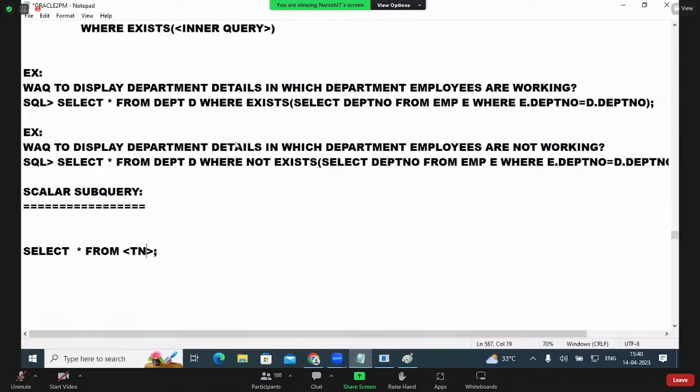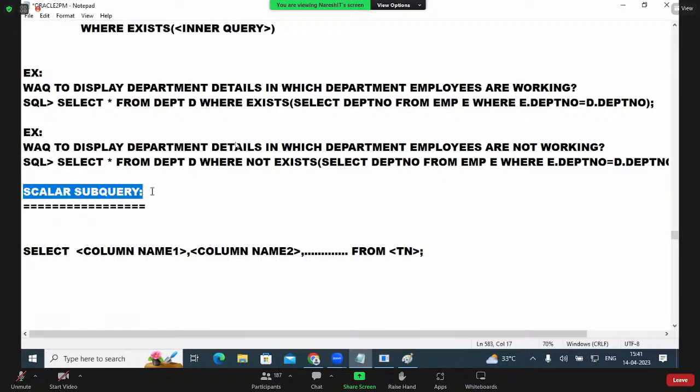So that means in place of star, can I put like this? Column name 1, comma, column name 2, comma, and so on. Can I? Yes? This is also a select command. There is no doubt. So either you can use star, or instead of star, you can put column names. Now come to what I'm asking, scalar subquery.